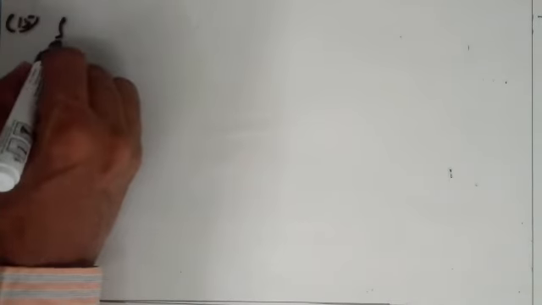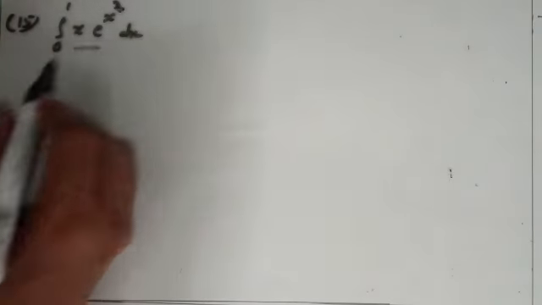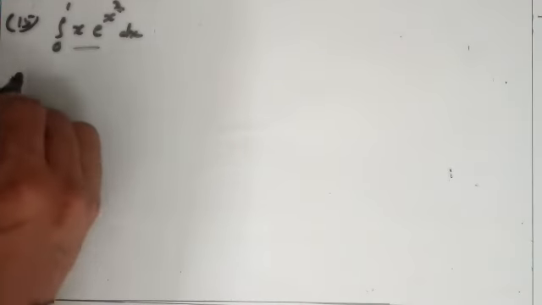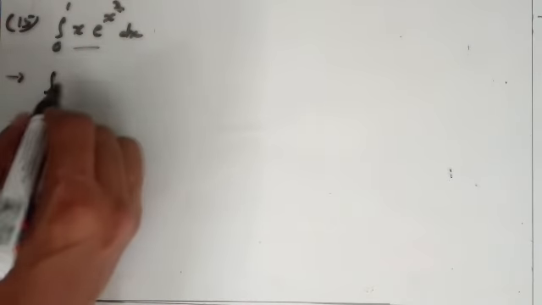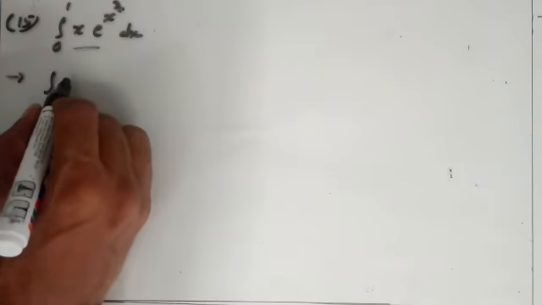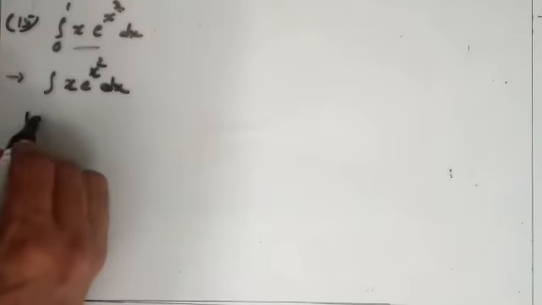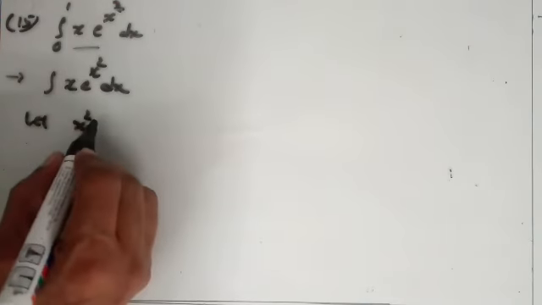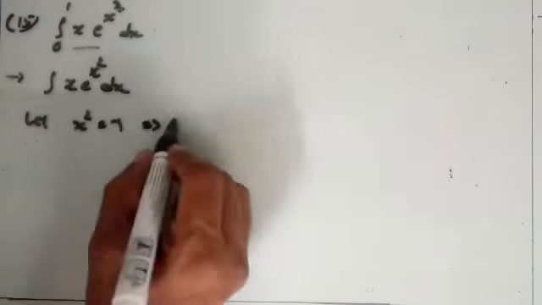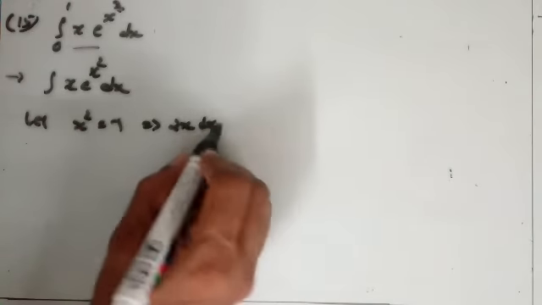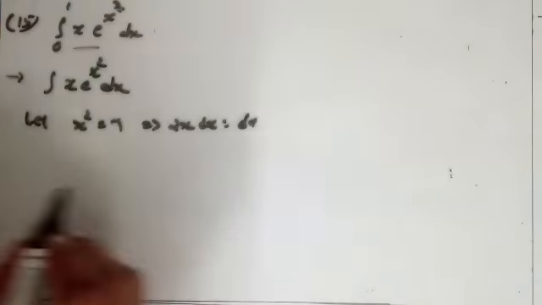Now question number 15. Find the definite integration from 0 to 1 of x e raised to x² dx. First we find the integration of x e raised to x² dx separately. Here integration of x e raised to x² dx. Let x² is equal to t. This implies 2x dx is equal to dt, clear.